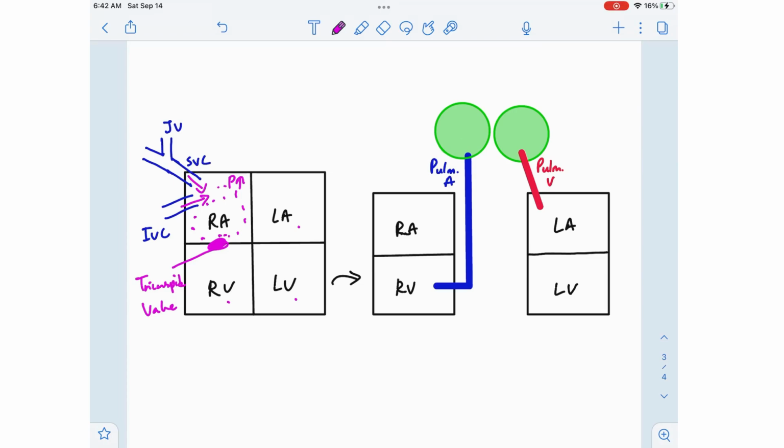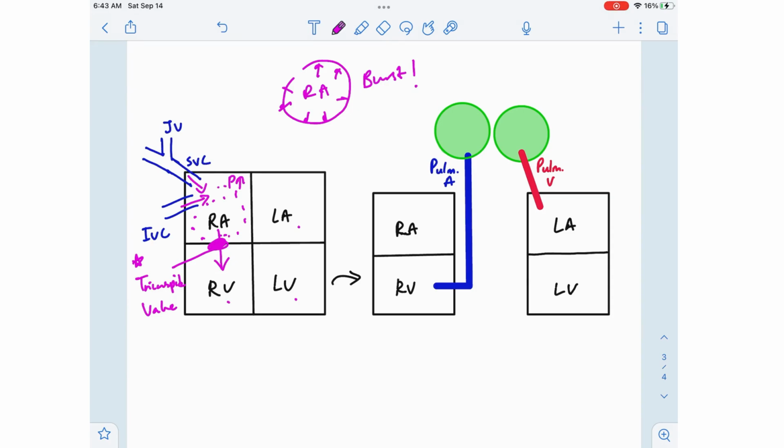Because if there's no door, the pressure inside the right atrium will increase, and at a certain point, the right atrium will burst, right? So to prevent that from happening, there's a door between the right atrium and the right ventricle called the tricuspid valve, which opens when the pressure inside the right atrium increases. When this valve opens, blood travels from the right atrium to the right ventricle. As a result, the right atrial pressure will go down.